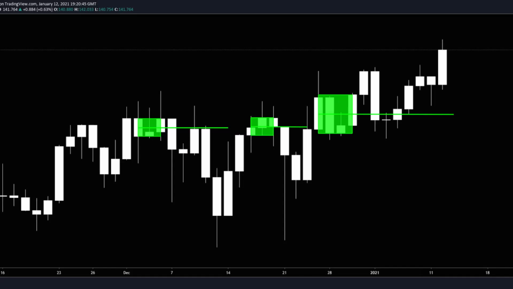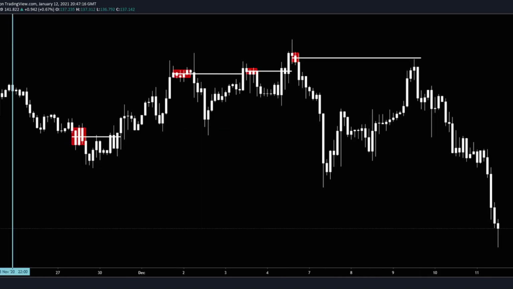Now, if you remember from the last video, we went through the contraction phases on the daily and the contraction phases on the H2 chart. Now we're going to continue from the contraction phases on both the daily and H2.